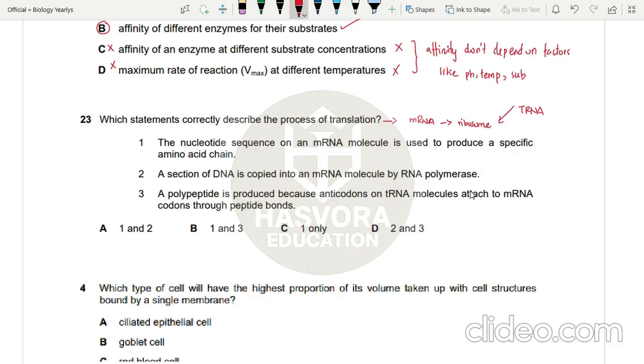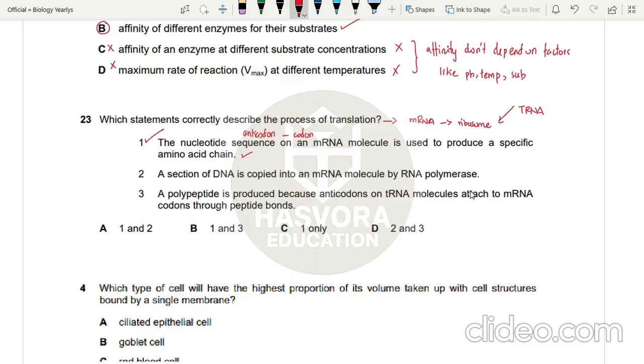So let's have a look at the statements. The nucleotide sequence on the mRNA molecule is used to specify a particular amino acid. This is correct because the anticodon is specific to the codon and it will actually determine which amino acid will attach. So this will be correct.